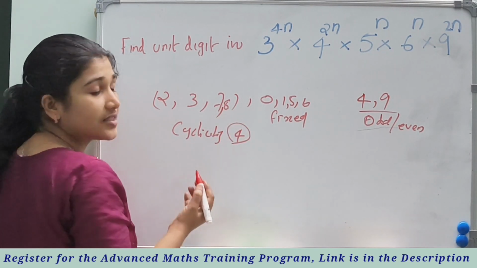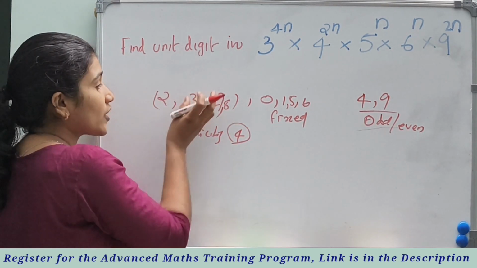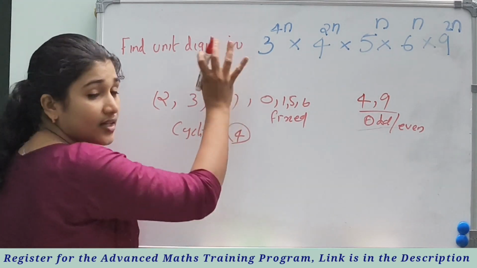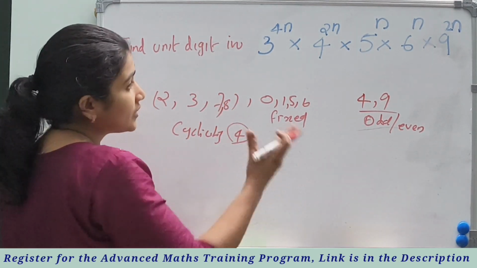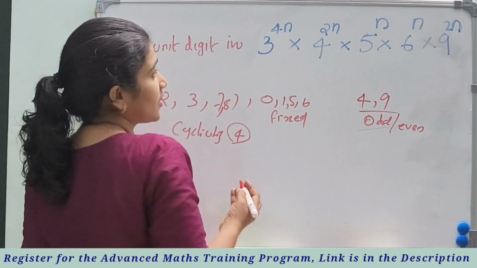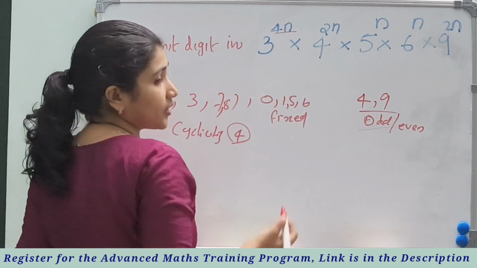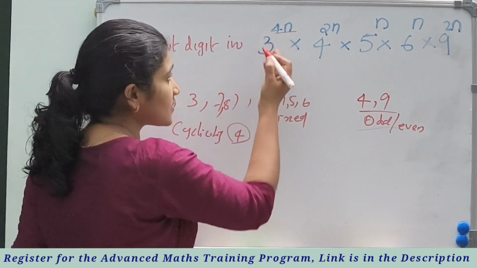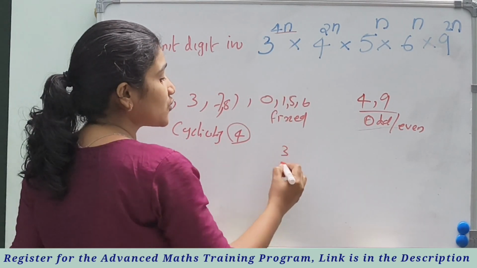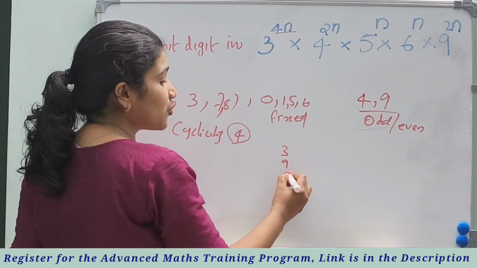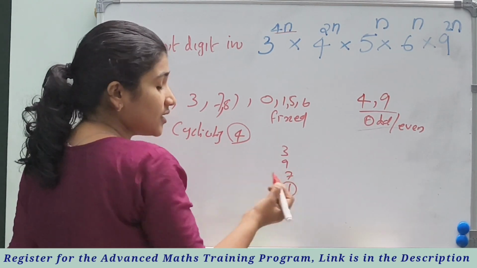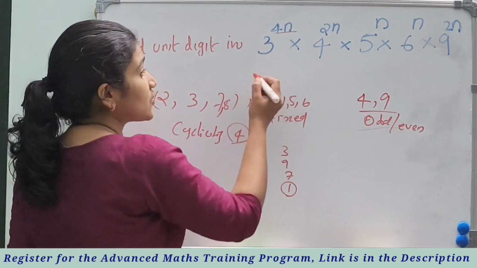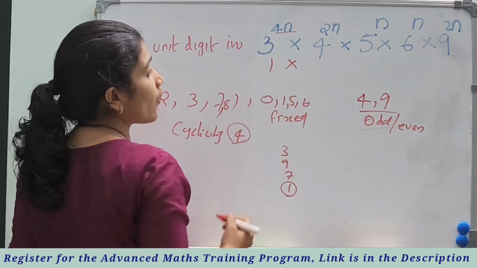That is, we can write them in the format of 2 raised to 4n, 3 raised to 4n, 7 raised to 4n and 8 raised to 4n. So with this property we can solve this question again. Here 3 raised to 4n means check the cyclicity of 3. 3 raised to 1 is 3, 3 square is 9, 3 cube is 9 into 3, 27. Again 7 into 3 is 21. So 1 is the unit digit in 3 raised to 4n. So here this is 1.